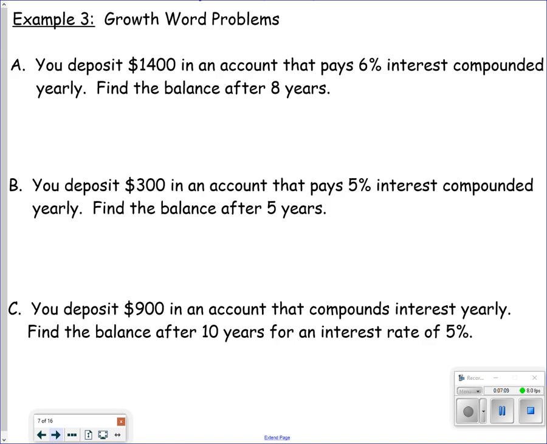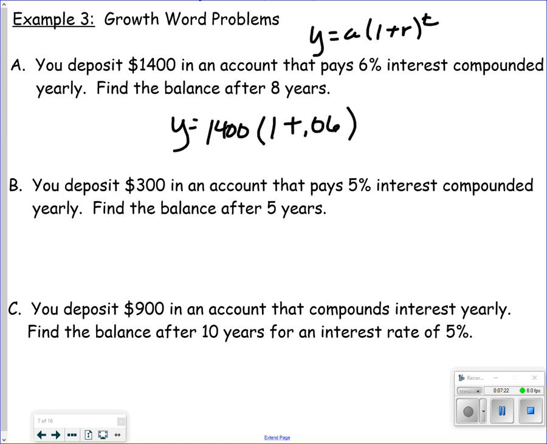Growth word problems now. You deposit $1,400 in an account. And again, we're using the exact same formula every time here. So we're putting $1,400, the initial amount, 1 plus 0.06, 6% written as a decimal, raised to the 8th. And now they want me to go ahead and find this. Again, if you want to go ahead and add the 1 plus 0.06, sorry, you can. You just don't need to. When you're typing it into the calculator, you can leave it as 1 plus 0.06.